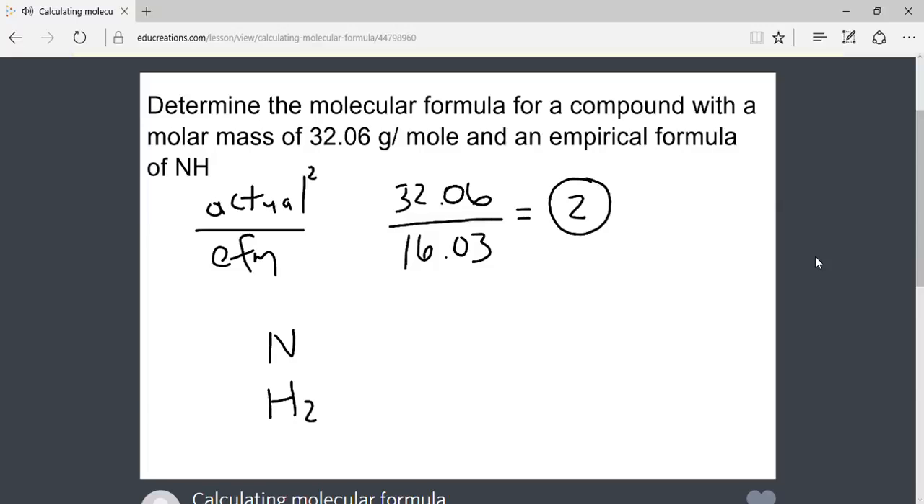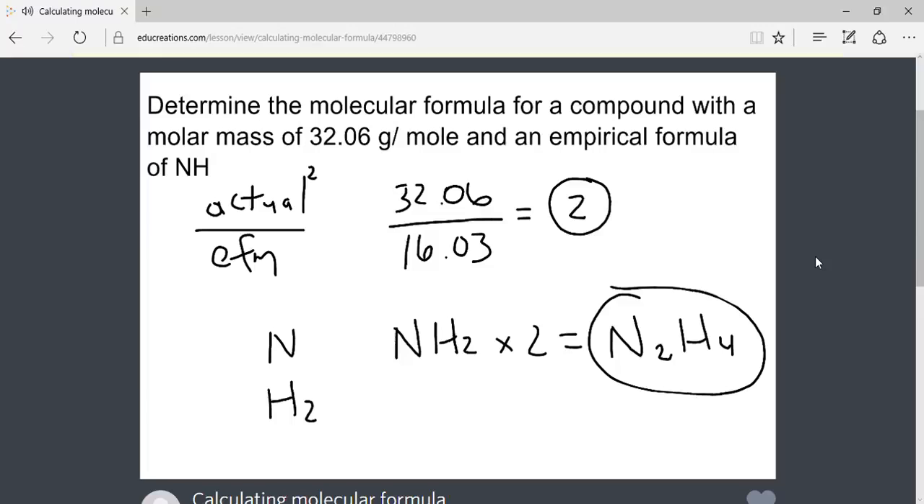The whole number 2 relates these two masses. It also relates these two formulas. Keeping this in mind, the empirical formula can simply be turned into the molecular formula now by multiplying by this whole number. Therefore, it creates an actual formula of N2H4. Our molecular formula would be N2H4.